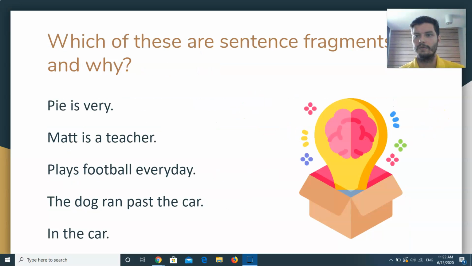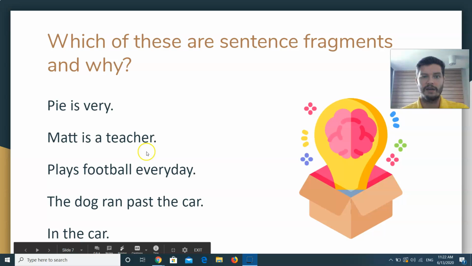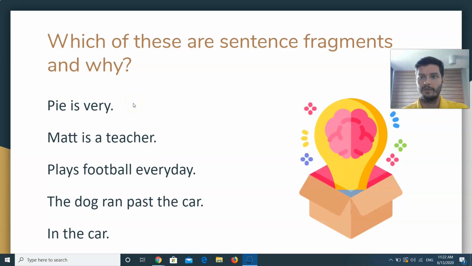All right, what I'd like for you to do is just write on your Cornell notes, you can write down these sentences or sentence fragments, and I want you to determine whether or not they are complete or whether they're sentence fragments. Okay, so I'll do the first one with you. So I want you to write down pie is very. Pie is very. Now, is that a sentence? Is it a complete sentence or is it a sentence fragment?